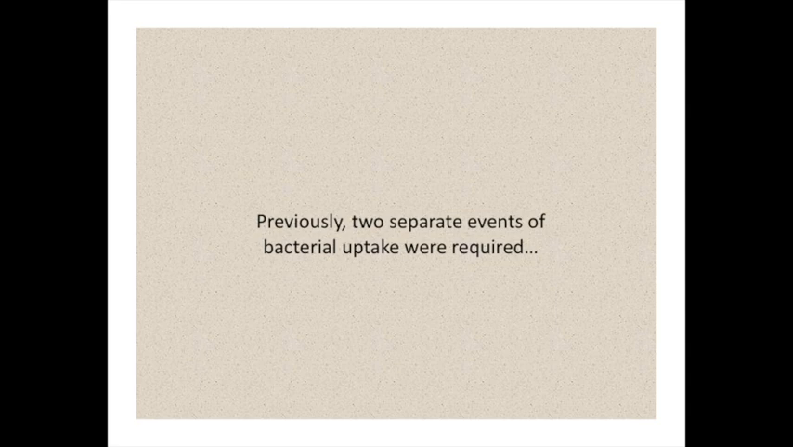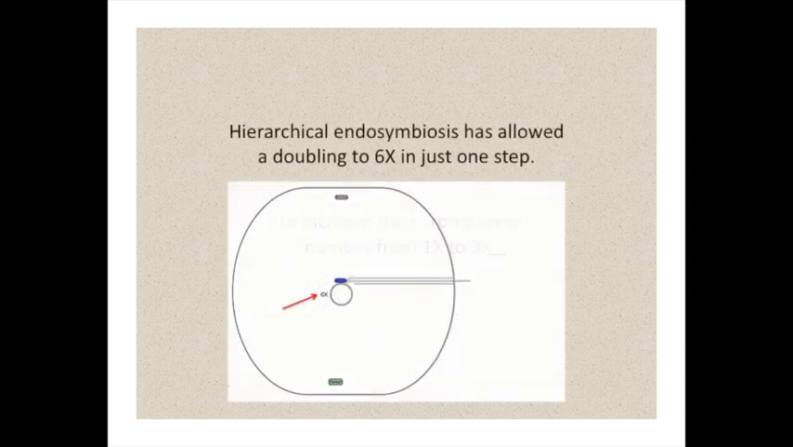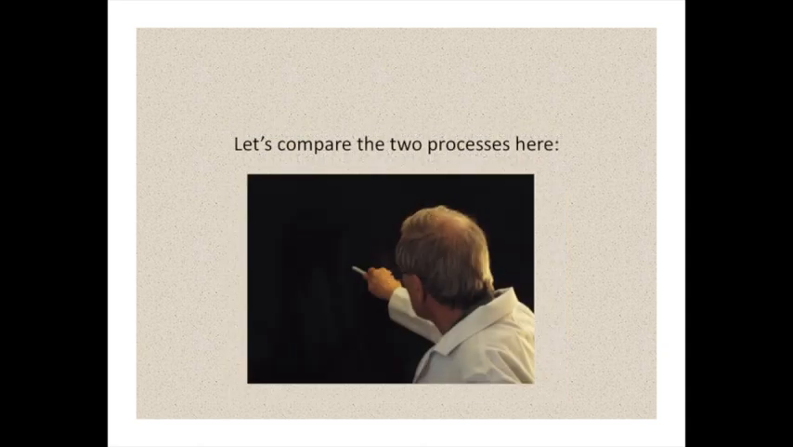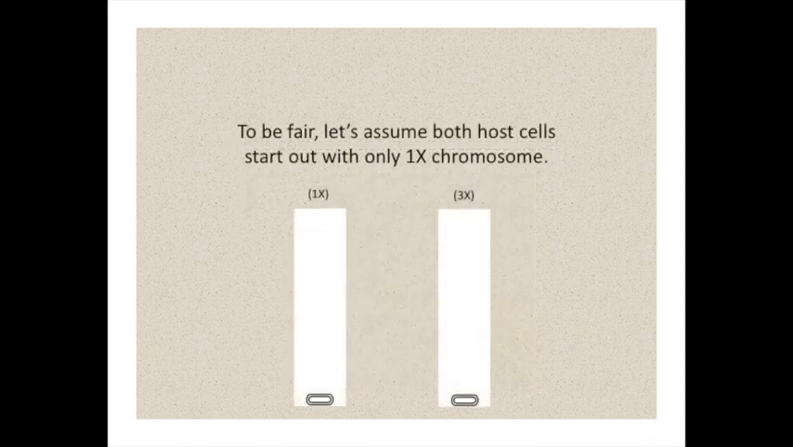Previously, two separate events of bacterial uptake were required to increase the chromosome number from 1X to 3X. Hierarchical endosymbiosis has allowed a doubling to 6X in just one step. Let's compare the two processes here. To be fair, let's assume both host cells start out with only 1X chromosome.